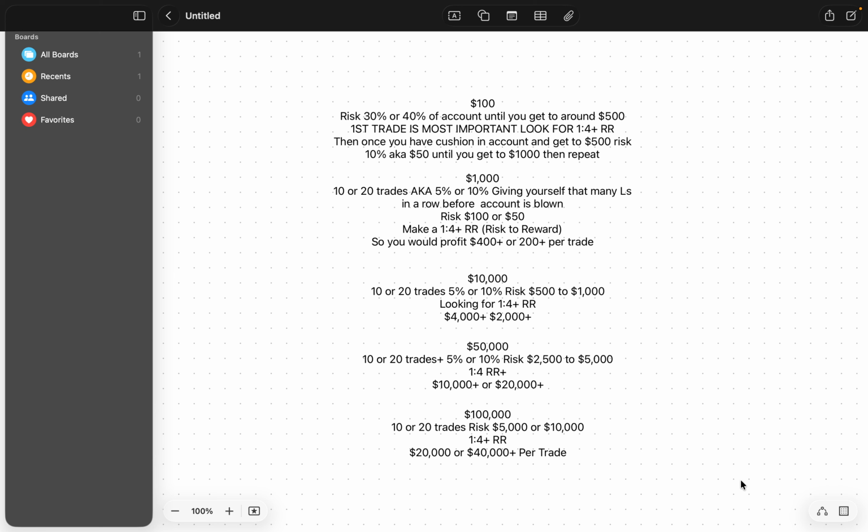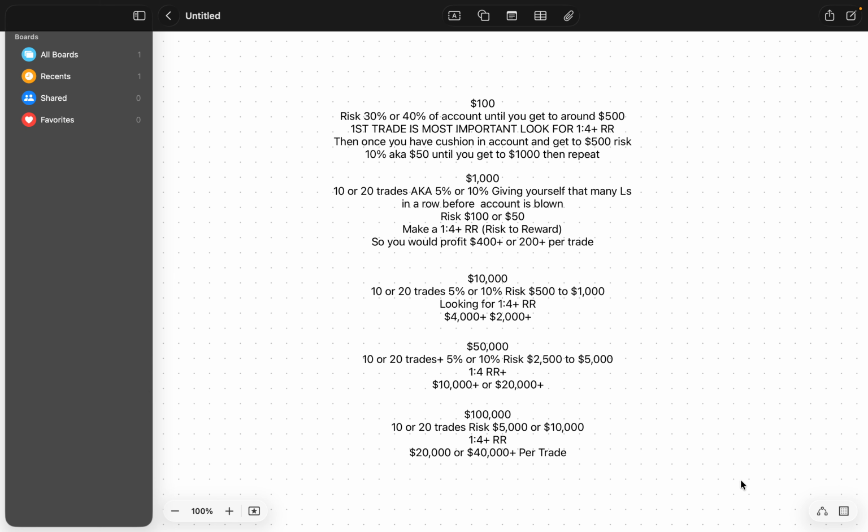So if at $1,000 you risk $100, you're looking to make $400 plus. Or if you're doing $50, you're looking to make $200 plus. Remember, if the market gives you a 1 to 1 or 1 to 2 because your entry is bad, or the setup you take is pretty terrible, then you just take what the market gives you.